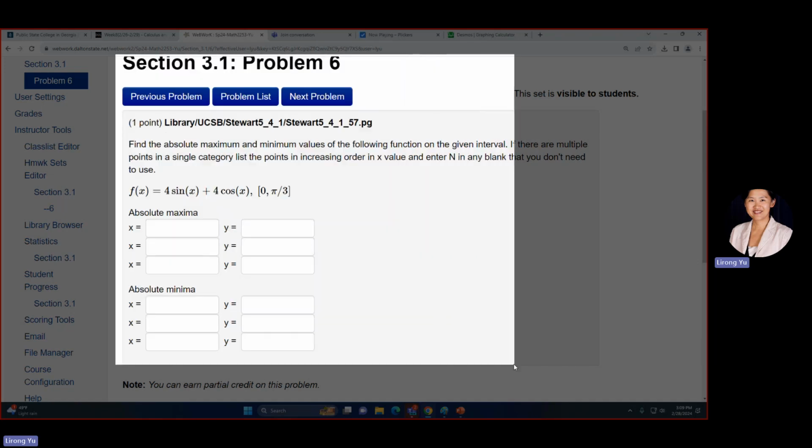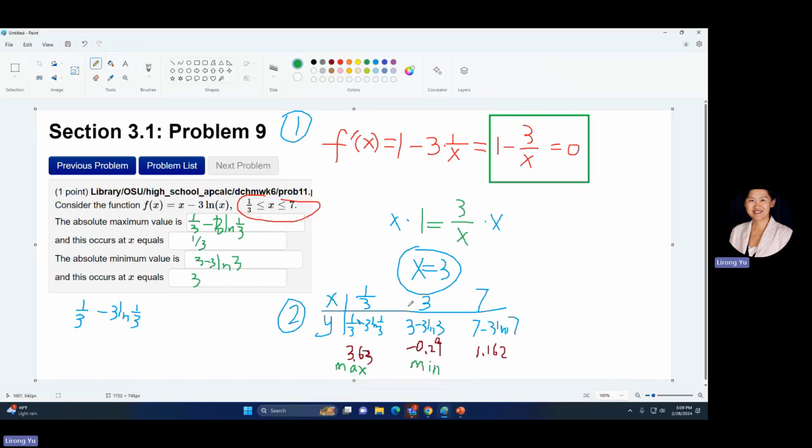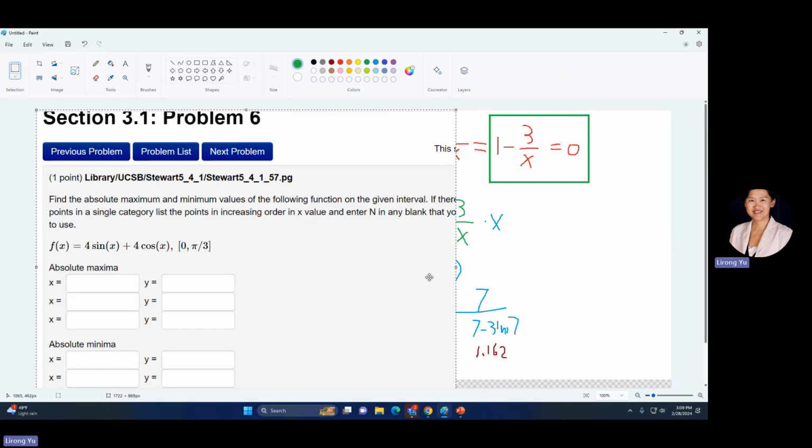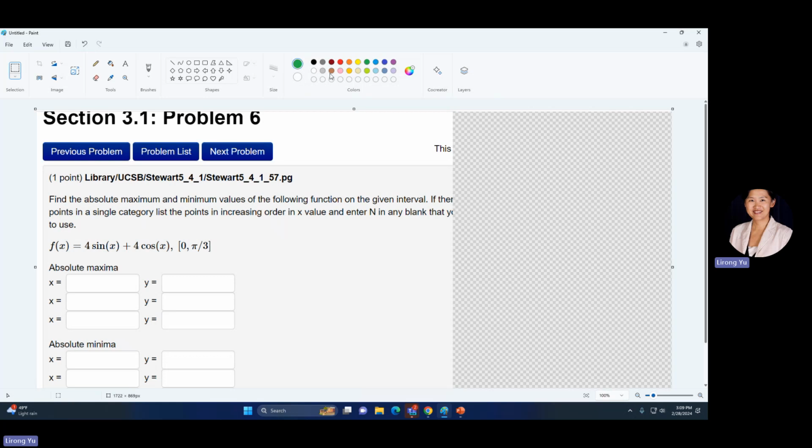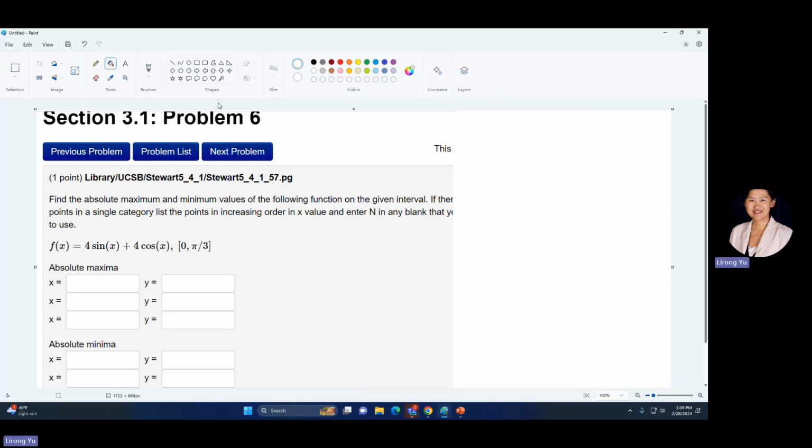This is question 6. Again, we're trying to find the maximum and minimum. I think the difficulty of this kind of problem is that the derivative involves trig functions, so it might be harder to solve. So first we will find the derivative. The derivative of sine is cosine, so it's 4 cosine x, and the derivative of cosine is negative sine, so 4 cosine x minus 4 sine x.